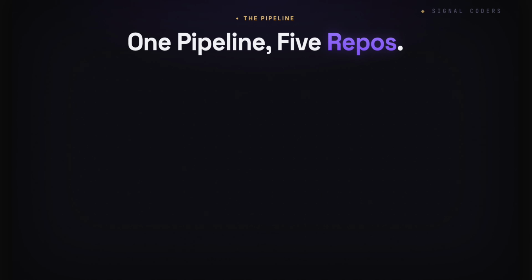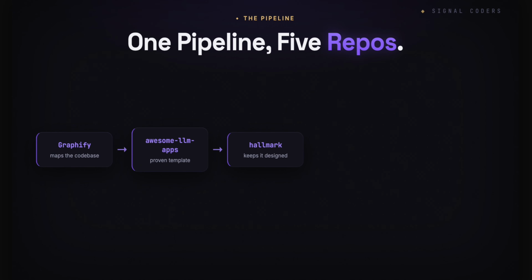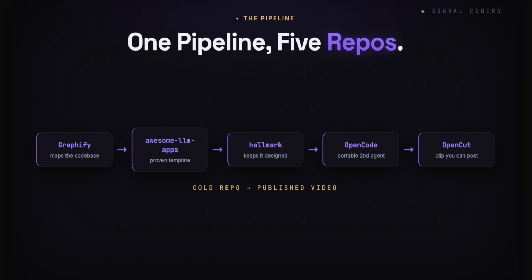Here's how these 5 chain into one loop. Graphify maps the codebase so Claude Code understands structure. Awesome-llm-apps hands it a proven template. Hallmark keeps the interface from screaming AI. OpenCode gives you a portable second agent when you want provider choice. Then OpenCut turns your finished demo into a clip you can post. 5 free tools, 1 continuous pipeline from cold repo to published video.